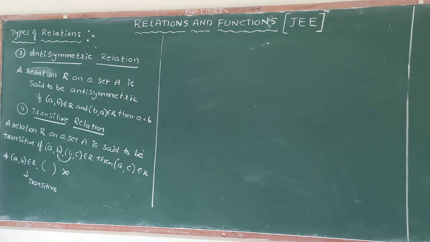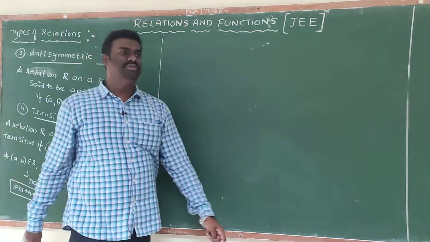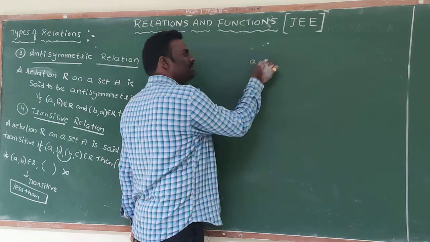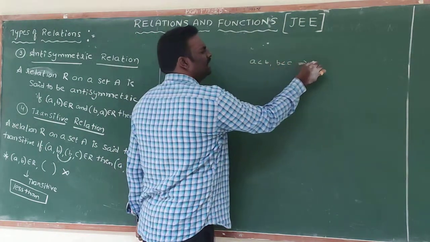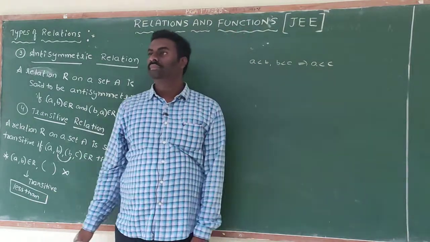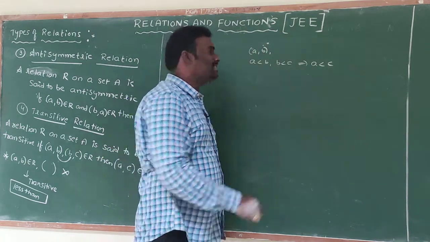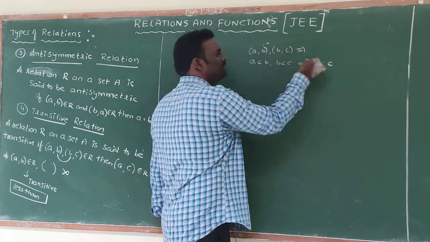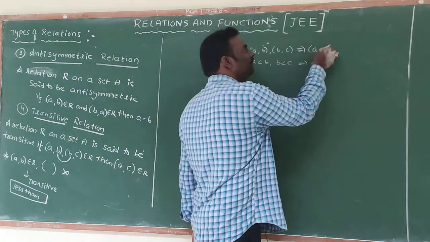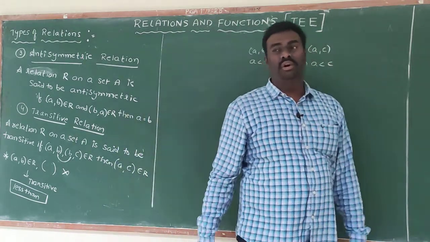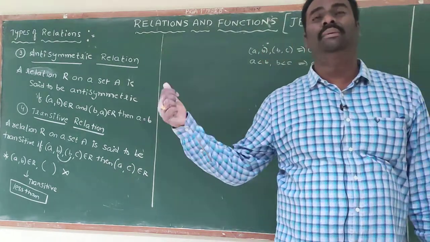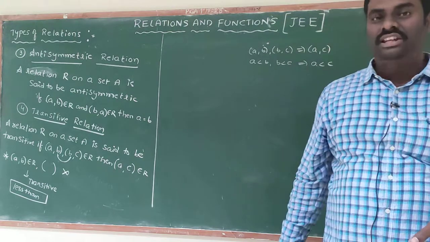I will give an example for this transitive relation: less than. Less than is the best example for a transitive relation. Why? Because A less than B, B less than C, then I can write A less than C. What is the meaning of A less than B? A comma B. B less than C? B comma C. That implies A less than C, which is A comma C. If A comma B, B comma C belongs to R, then A comma C also belongs to R.